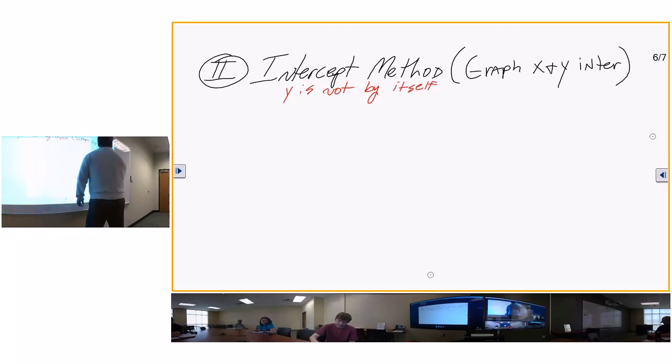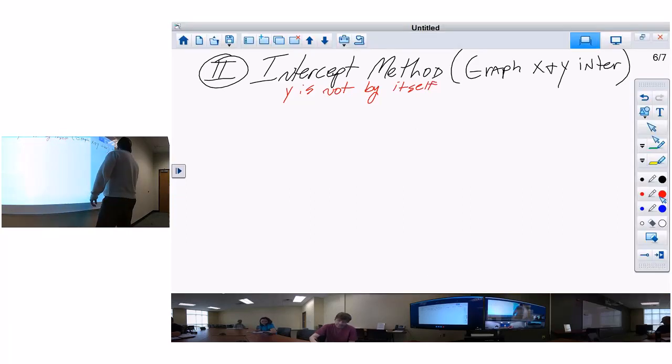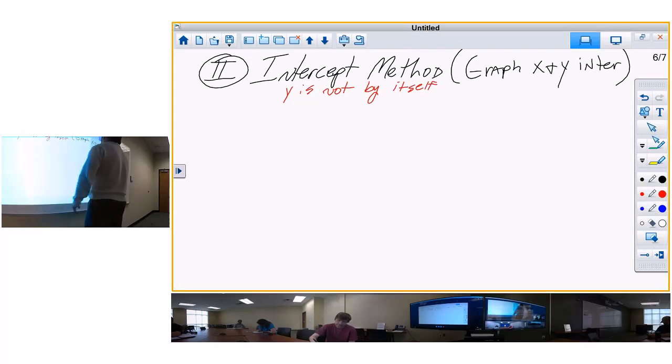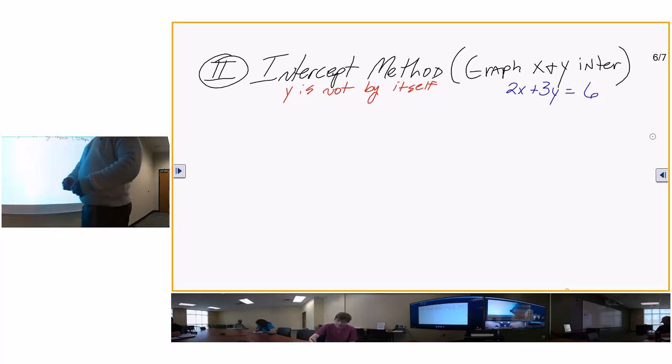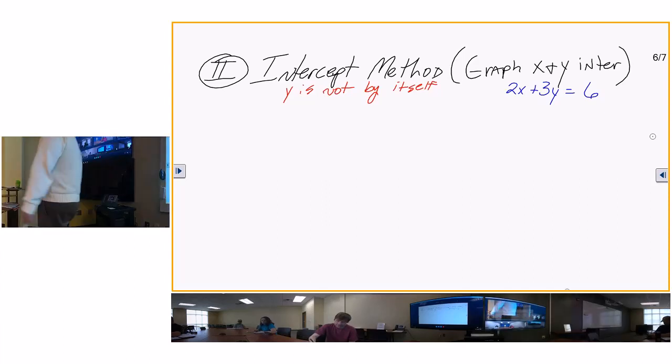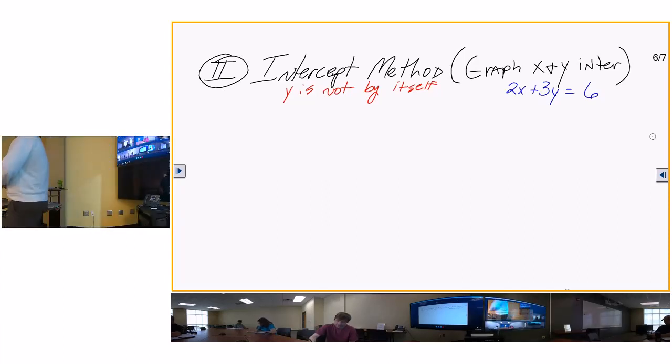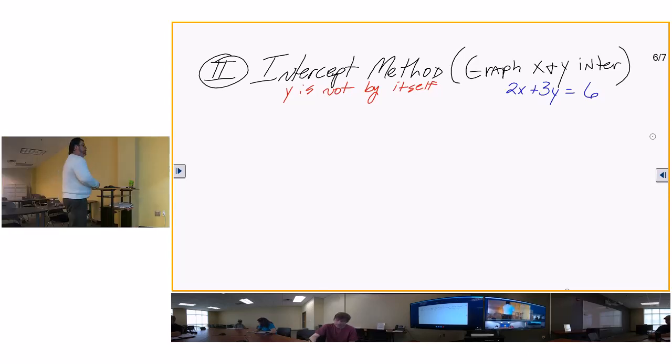For example, I'm going to just put an example in blue. 2x plus 3y is equal to 6. And that's what they give you. Or they give you 2x is equal to -y plus 6. Basically, y is not what? By itself. So first thing you do is you draw a table.